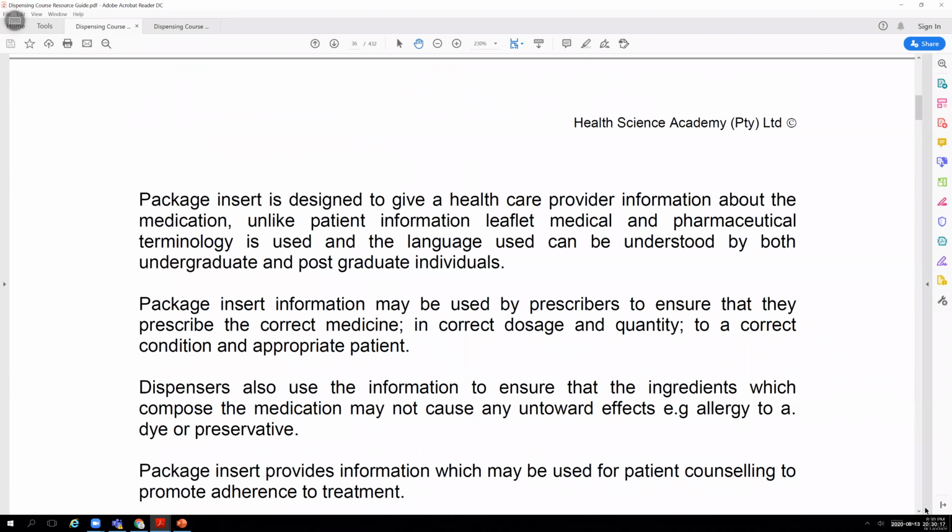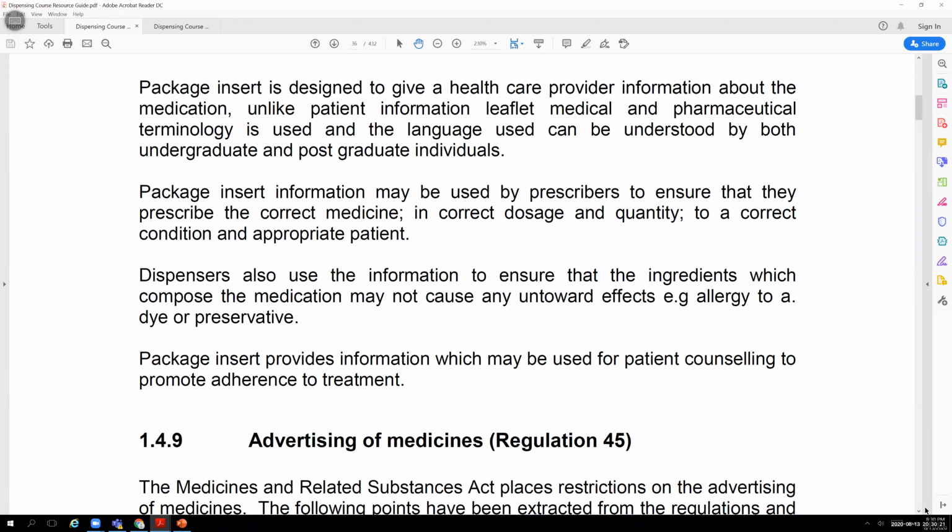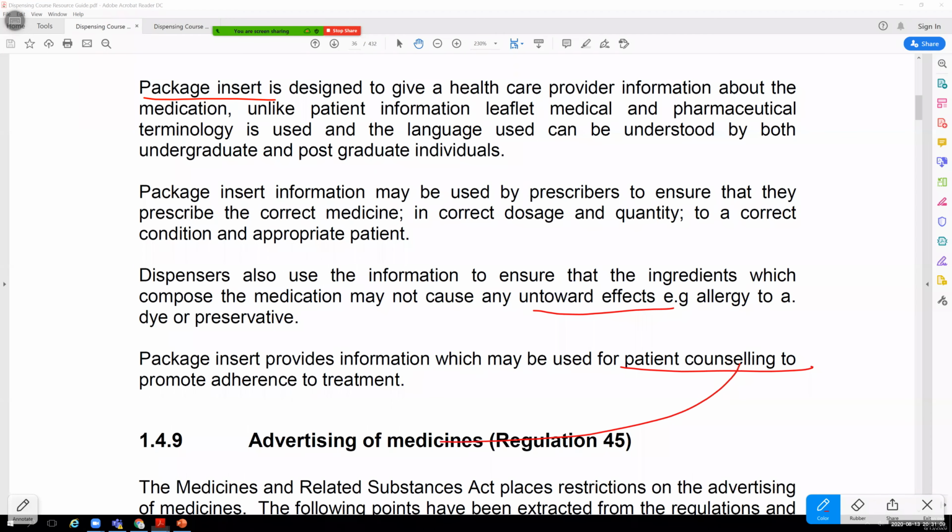Now, a package insert. Remember, we were just talking about a patient information leaflet. A package insert is designed to give a health provider information about the medication. Unlike a patient information leaflet, it uses the big medical terms, for people who can understand very deep English. The package insert information may be used by prescribers, pharmacists and so on, and the dispensers also use the information to ensure the ingredients in the medication may not cause harm to our patients. The package insert also provides information which may be used for patient counseling, specifically linking it to adherence. That is very important to understand.